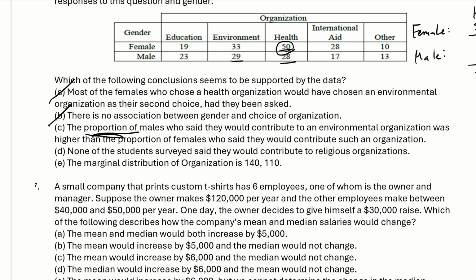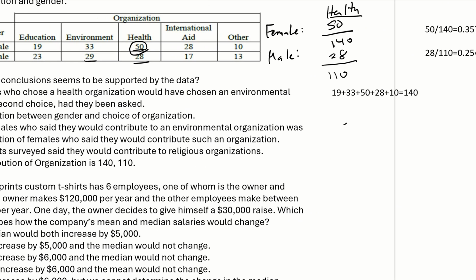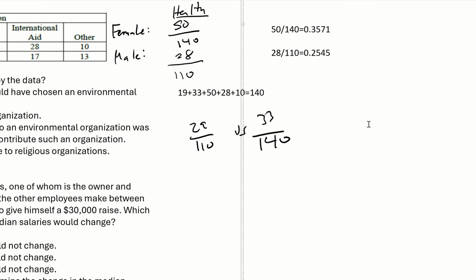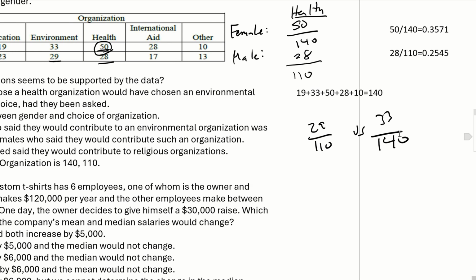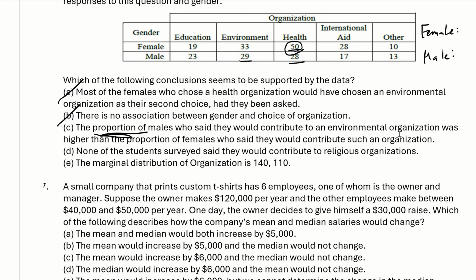There's fewer males that chose environment, but out of how many? So there was 29 males out of 110 versus 33 females out of 140. So you see the difference there? It might be that there's fewer males, but there's a greater percentage or proportion. Here there's 26.36% for males, and for females it's 23%. So a greater proportion of males chose environmental. All right, so that's got to be C.